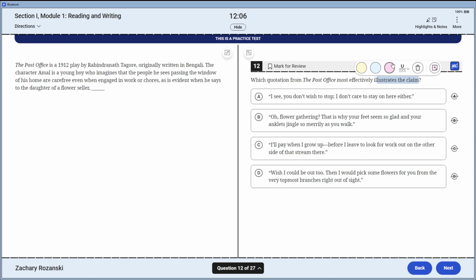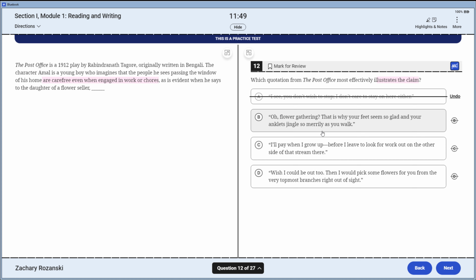I'm trying to illustrate some sort of claim here. What's my claim? What's my claim? The character sees past the limit of his own, that they're carefree even when engaged in work or chores. I see you don't wish to stop. I don't care to stay here either. This is grumpy. We want people to be carefree and having fun.